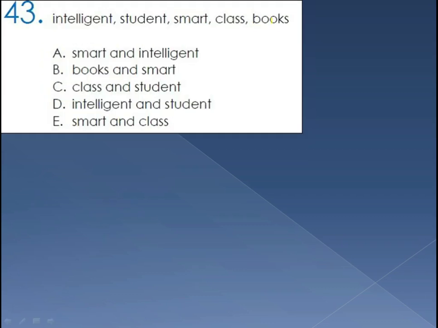Let's look at the next one. Intelligent, student, smart, class, books. So words with similar meaning here. Again, I would look and say, right, is there any similar meaning to student? Smart, class, no. Any similar meaning to books? Class, smart, no. If you were making up a sentence, I have loads of books. I have loads of class, smart, student, intelligent, no. Another word for smart. That girl is smart. That girl is student. No. That girl is intelligent. Yes. So the answer has to be A. Smart and intelligent, similar meanings.